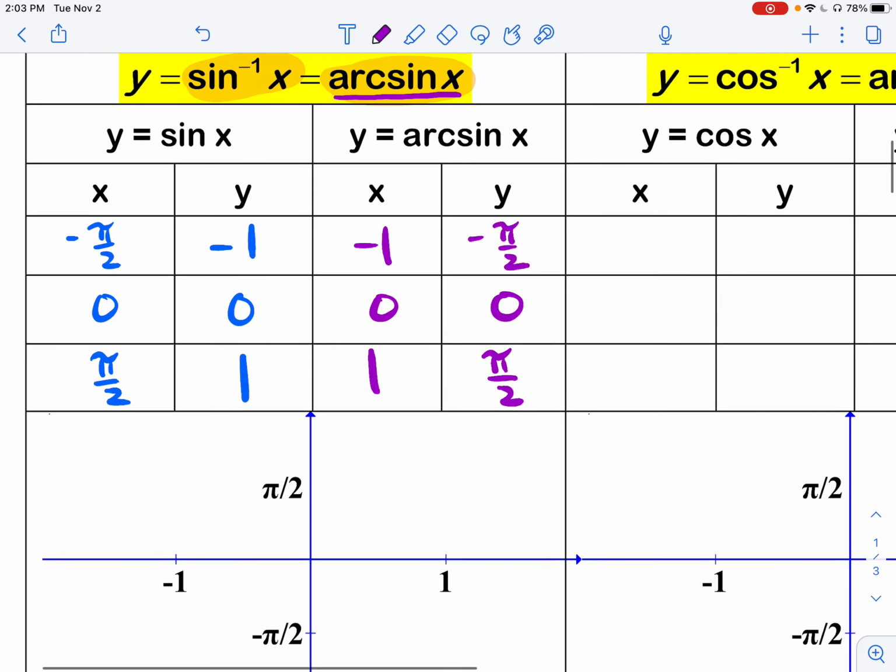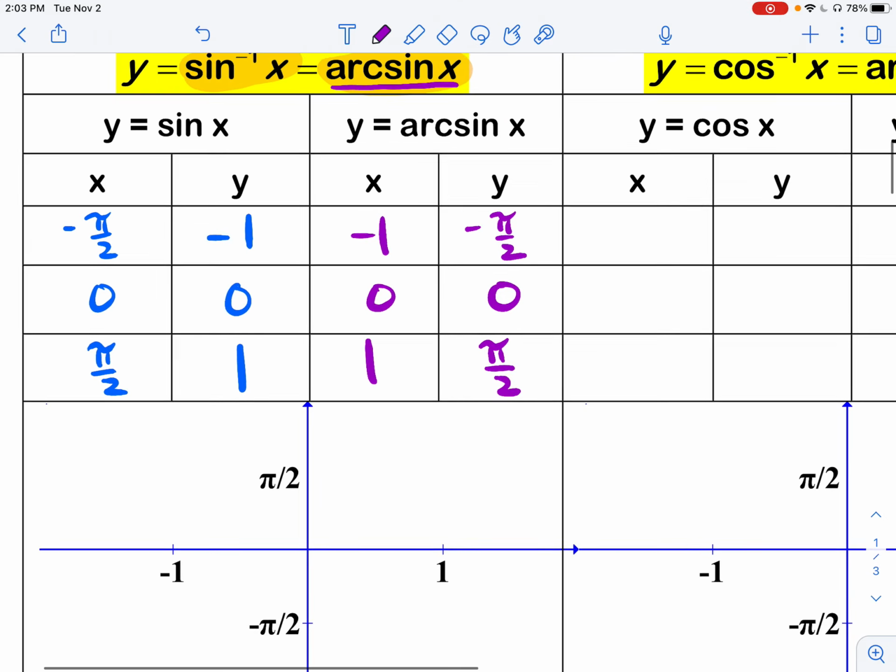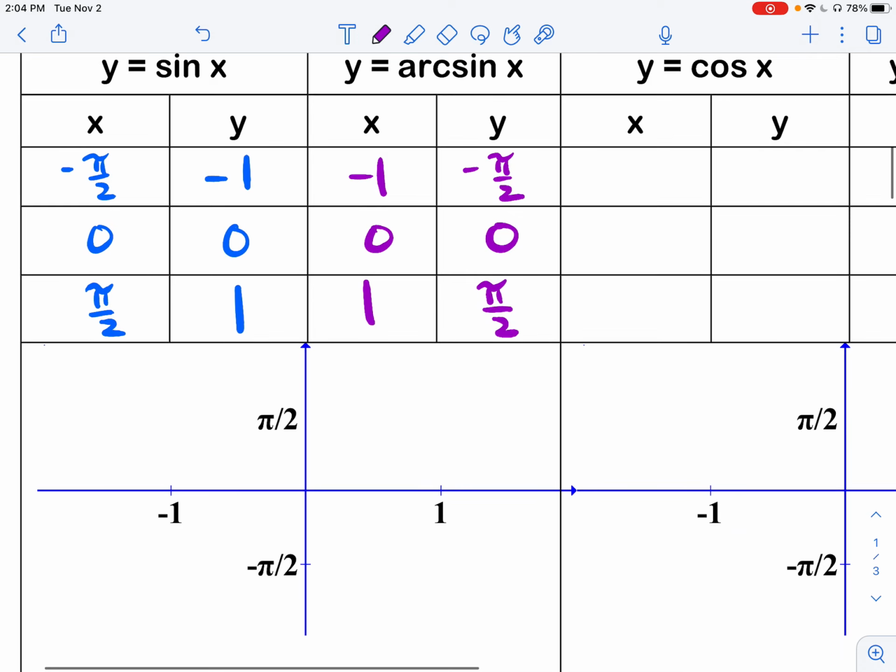Okay, so going back to talking about the inverse sine, let's graph these points now. For arc sine, we would say that when x is equal to negative 1, our y value is equal to negative pi over 2. So at negative 1, I get negative pi over 2. 0 results in 0, and 1 results in pi over 2.